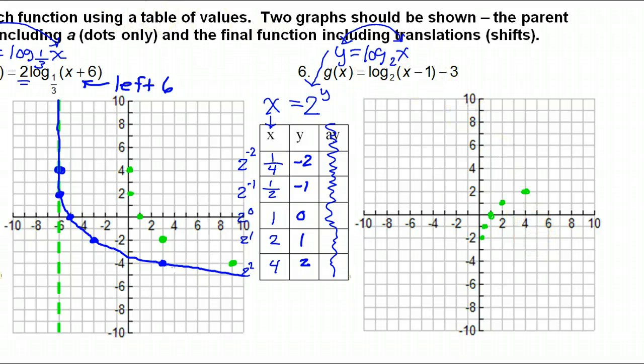But now we have to shift them. Because of the -1, that's going to be a shift to the right 1. And because of the -3, that will be a translation down 3. So right 1 and down 3 for all of these points. If I go right 1 and down 3, it'll be here. The next one will be here, and here, and here, and here. So these are the final points, so we will graph and connect them.